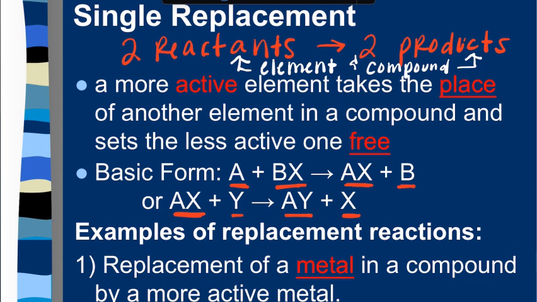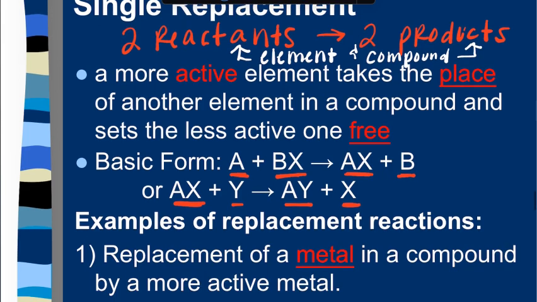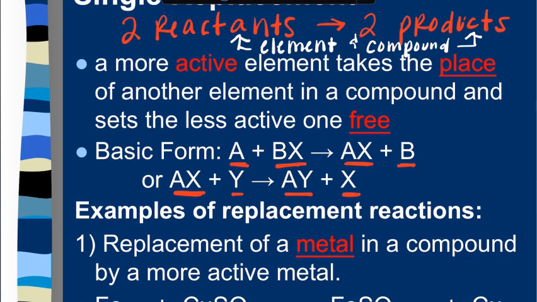So the first type that could happen is when we replace a metal in a compound by a more active metal. So here, first we can identify this as a single replacement reaction because we have 2 reactants and 2 products. And of those, we have an element reacting with a compound, making a compound and an element. That's a single replacement reaction. And what you can see here is we have iron reacting with copper(II) sulfate. And iron is more reactive than copper, and so what happens is iron replaces copper in the compound, and now copper is the free element by itself.